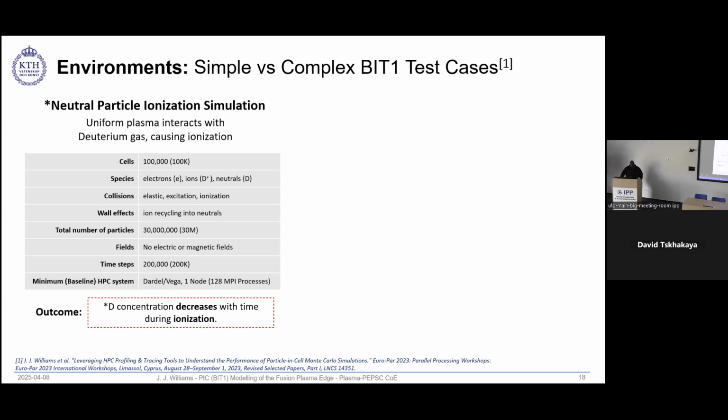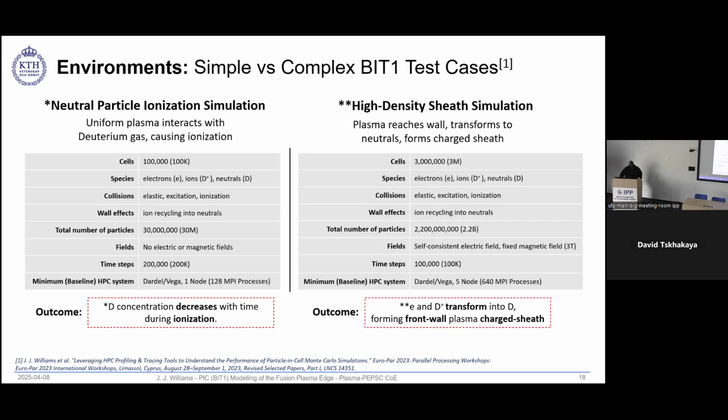If not, we use two different test cases. So we use the neutral ionization case, where all the species that go into the system interact with the deuterium gas, and then they cause this ionization, and then the neutrals decrease due to this ionization process, which is the simple case. And then you have the complex case, the sheath one that David loves to talk about, and we will start to think about this as well.